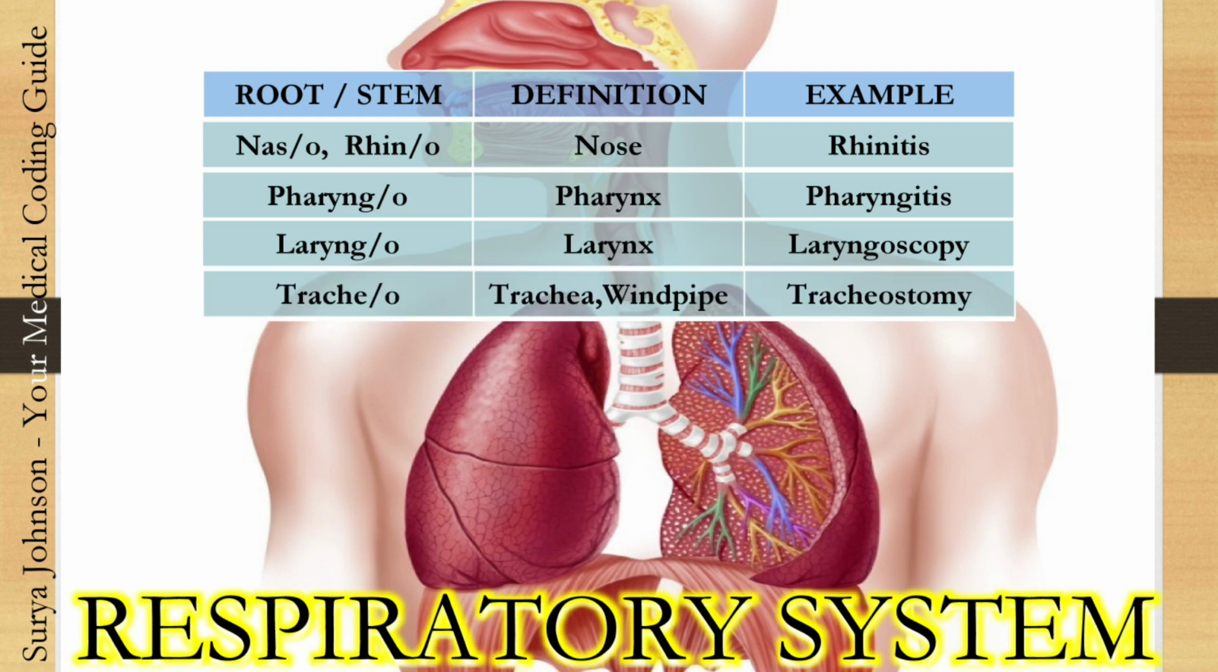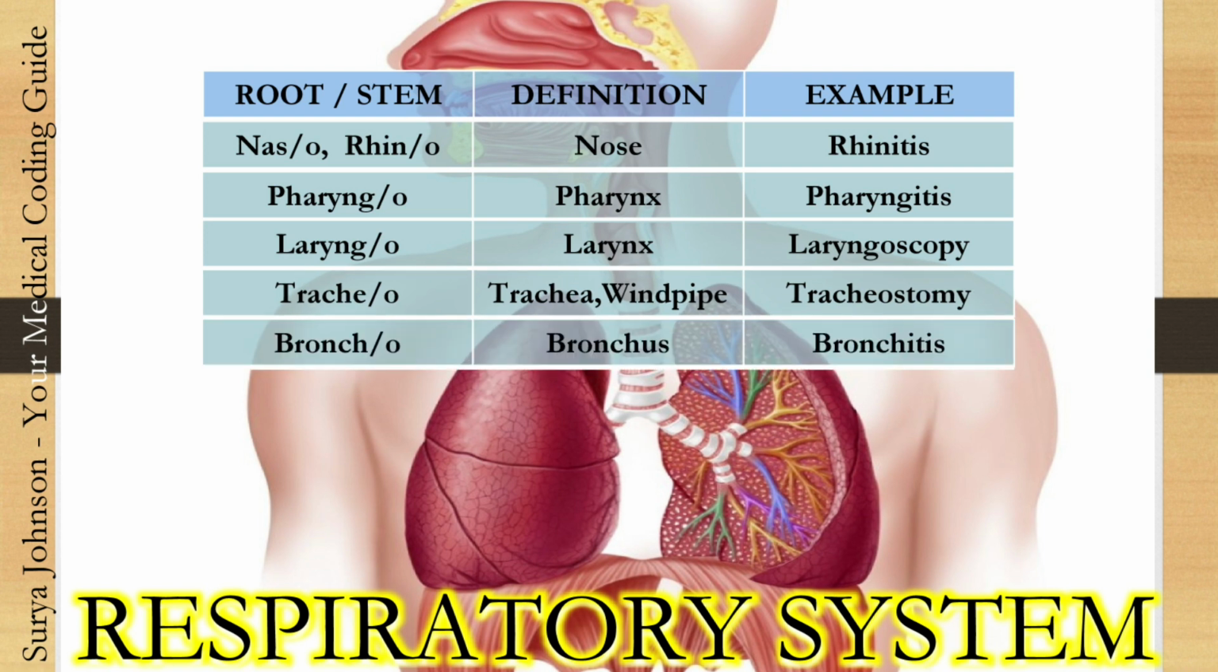The next one is tracheo. Tracheo means trachea. It is also known as windpipe. Example, tracheostomy. Tracheostomy means a surgical opening in the trachea. The next one, broncho. Broncho means the bronchus, bronchi. Example, bronchitis. It means inflammation of the bronchus.